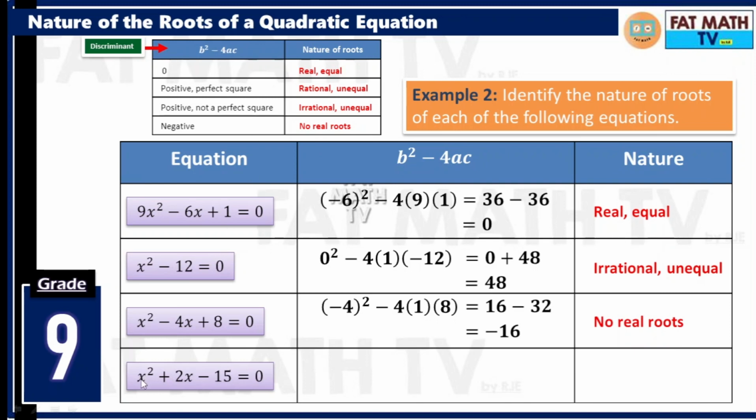And then for the fourth one, a is 1, b is 2, c is negative 15. We have b squared minus 4ac, that's 2 squared minus 4 times 1 times negative 15. That's 4 plus 60, which is 64. And 64 is a positive number and a perfect square because that is 8 times 8. So the roots are rational and unequal.